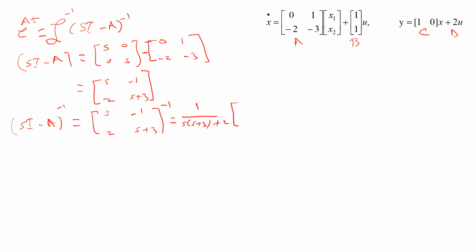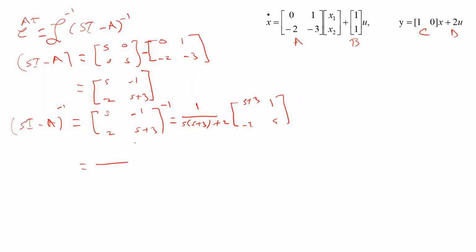The inverse, you interchange the diagonal. So this is going to be S plus 3 and S. And for this one, you just change the sign: 1, minus 2. This is the inverse. If you multiply this matrix by this matrix, you'll get the identity. Okay? So, inversion. Any question?